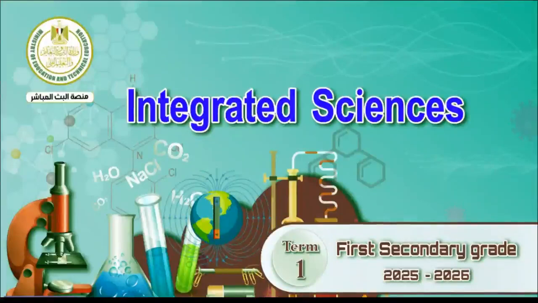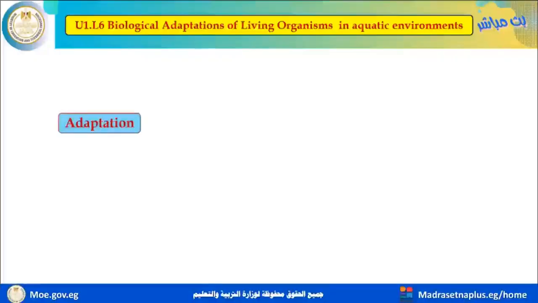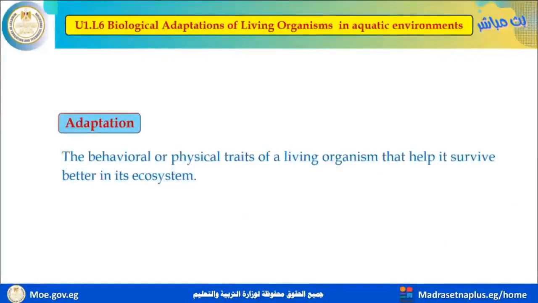Unit one, Aquatic Ecosystem, Lesson 6: Biological Adaptations of Living Organisms in Aquatic Environments. First of all, we need to know the concept of adaptation. Adaptation is the behavioral or physical traits of a living organism that help it survive better in its ecosystem.